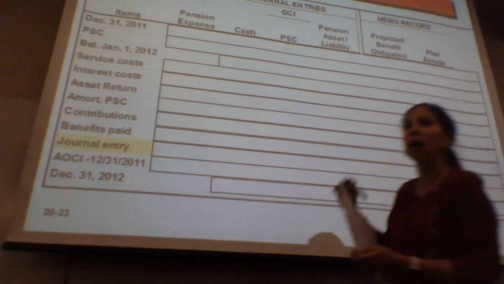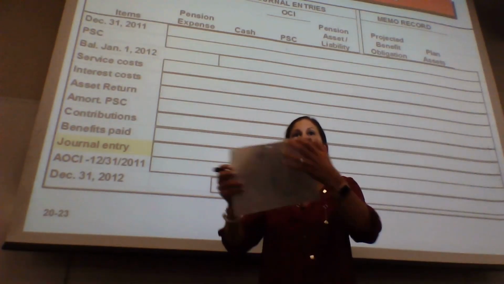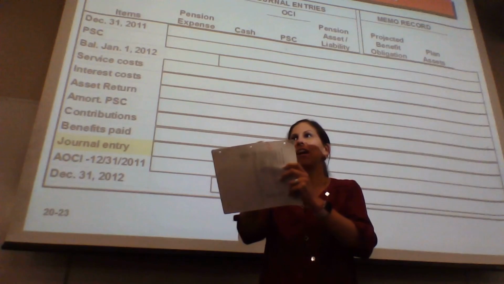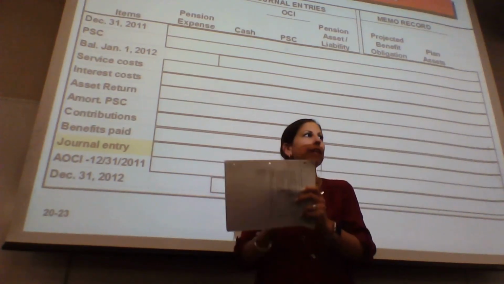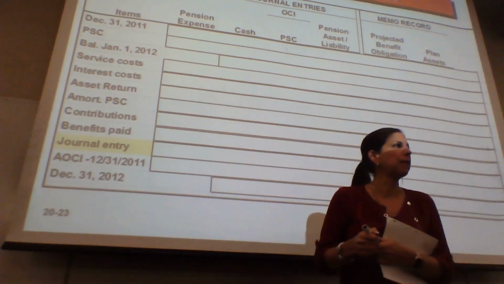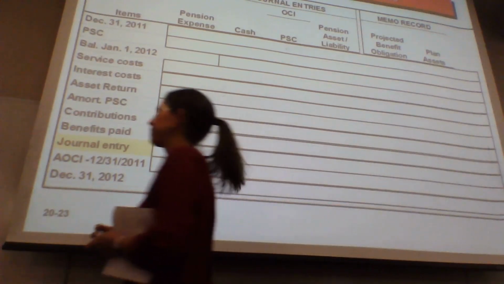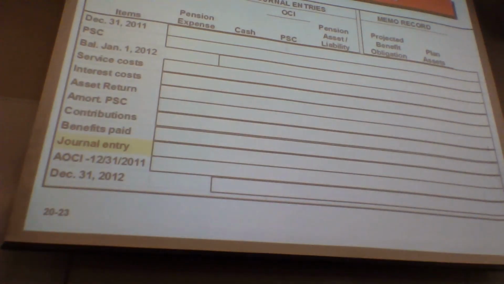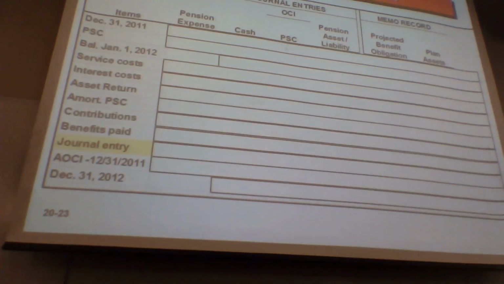But this is where we're going. So if you have a blank piece of paper and you want to write through how we're computing all these, this is where we're going. This is what the worksheet's going to look like if you want to take notes. These are the columns that we'll deal with. Okay. So PBO.